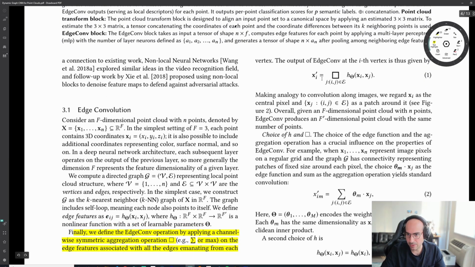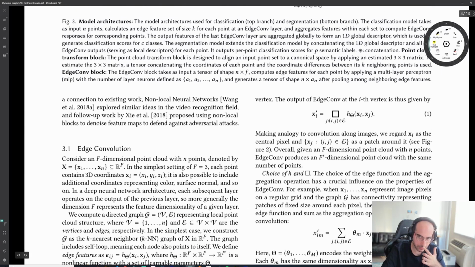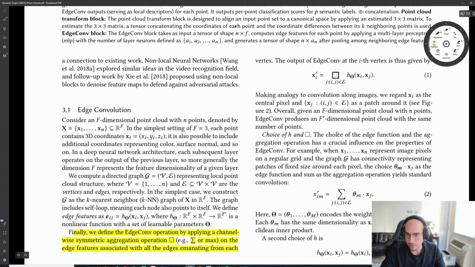So this seems confusing, but basically just think of this as an operation. It could be the sum, it could be max, it could be whatever you want. And in this case, it works over a function that's a function of both a point and its neighbors. So x_i is the point and x_j is all of its neighbors. So you can have a bunch of choices for h.